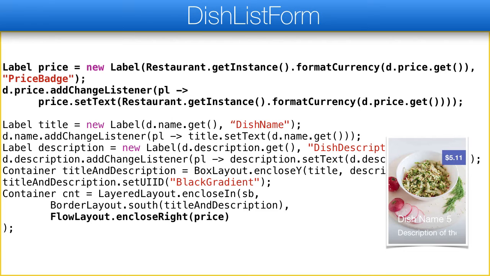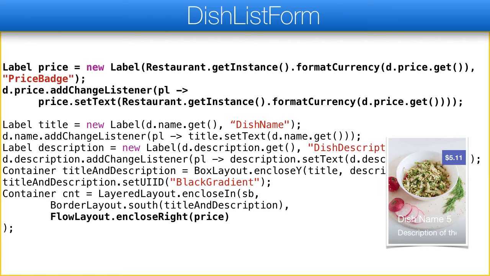Next, we'll handle prices on dishes. As you can see in this code, we can just add a price label with the right price badge UIID. We use a property listener to automatically update the price as it changes in the underlying object. We align the price to the right using the flow layout.